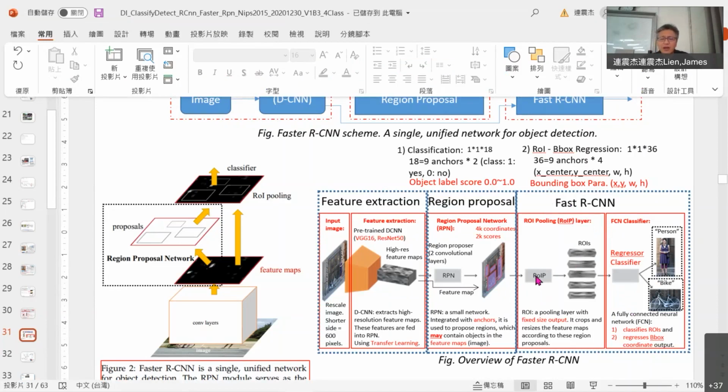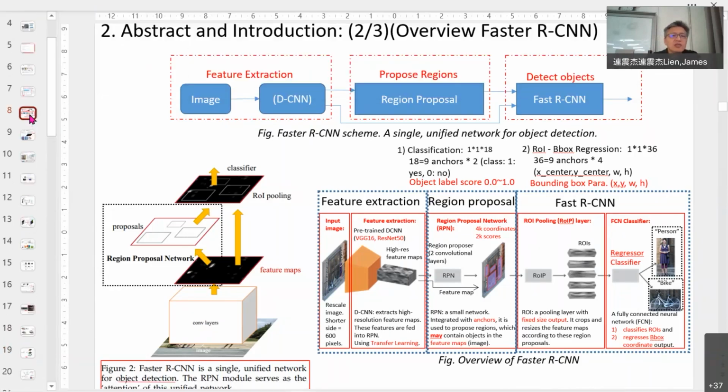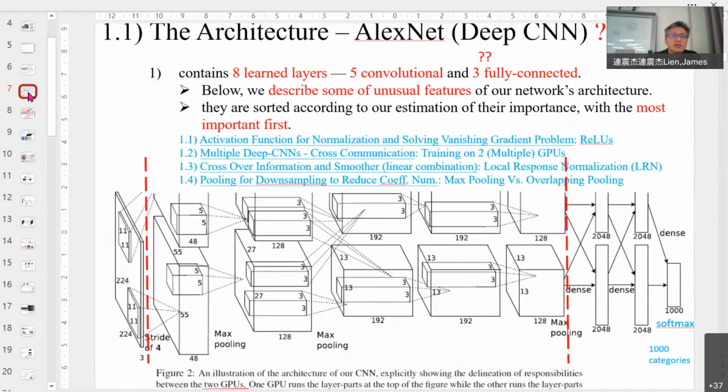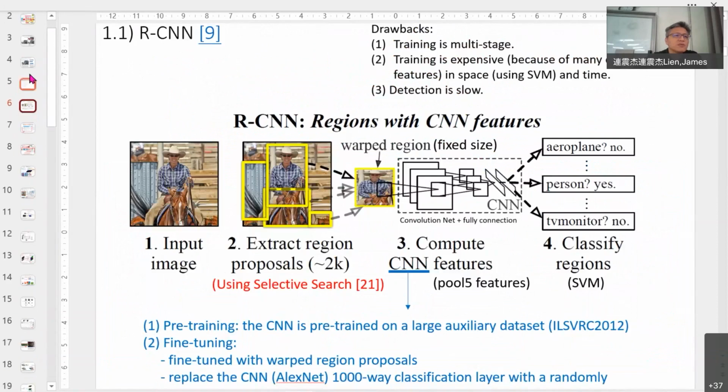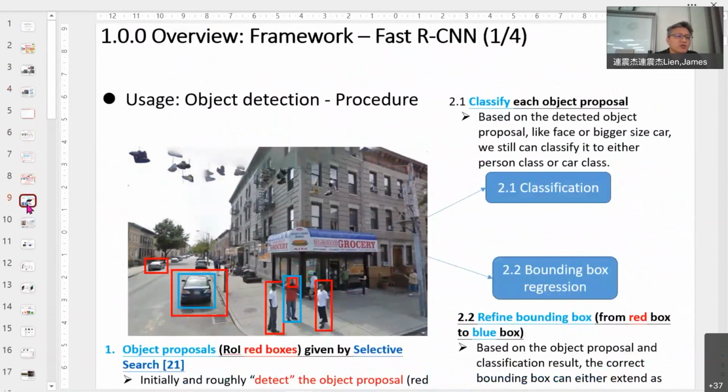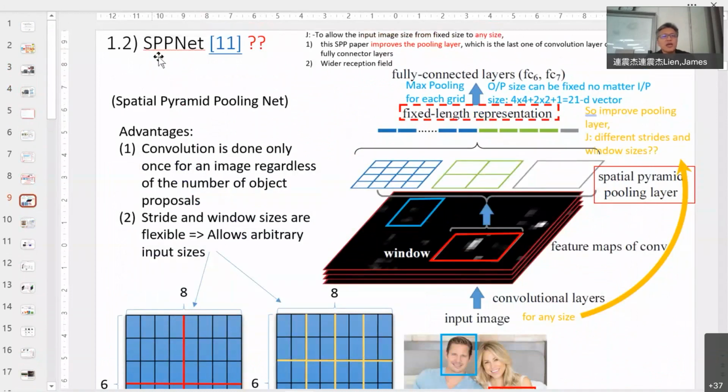You normalize each bounding box, so we call it ROI pooling. ROI pooling is sometimes also called ROI alignment, and that gives the same size. So ROI pooling is very similar to SPP net because the output will be a fixed size.